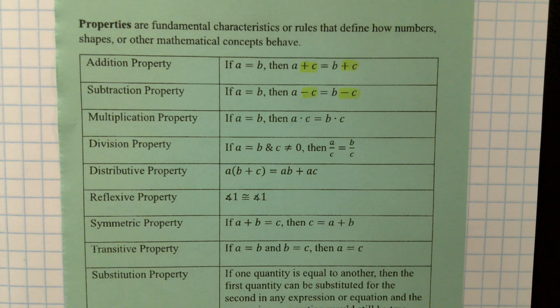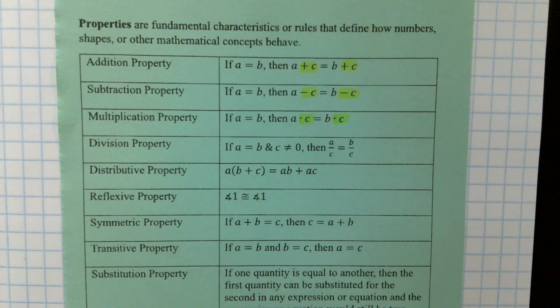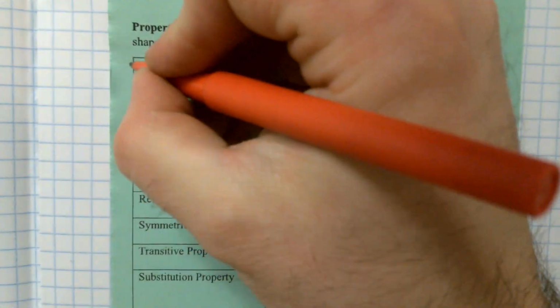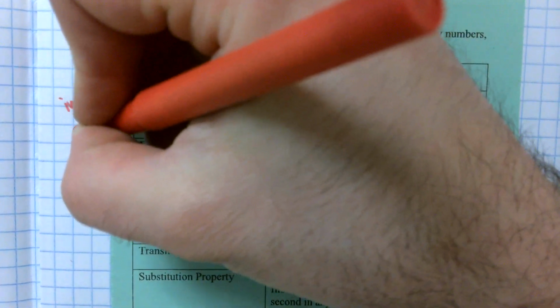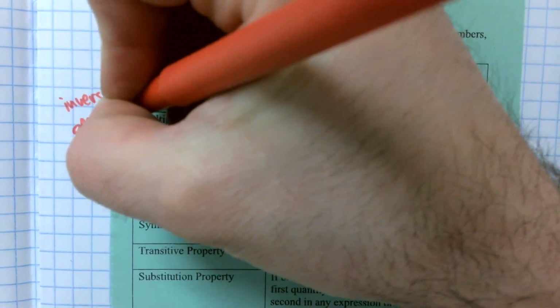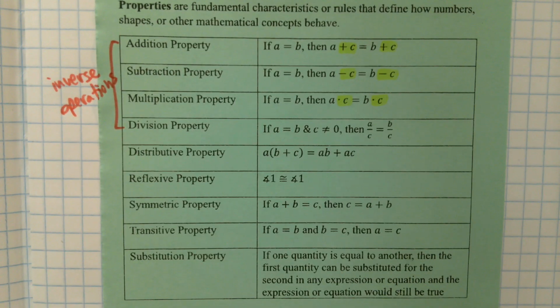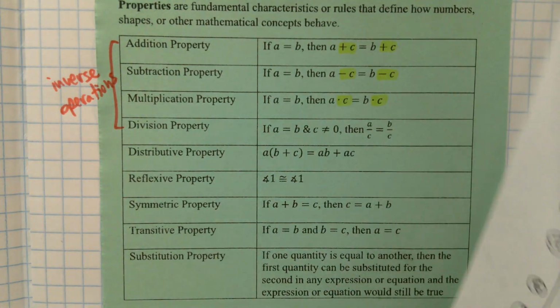Multiplication property. If A equals B, then A times C equals B times C. These are all just our inverse operations. That's where we've seen them before. Now the division property one is a little bit different. Can I get a volunteer to read the division property for me?